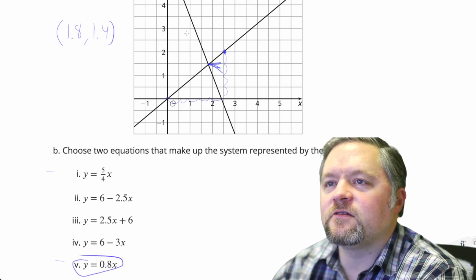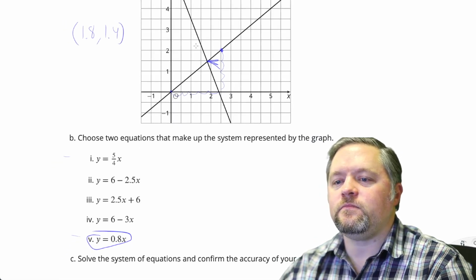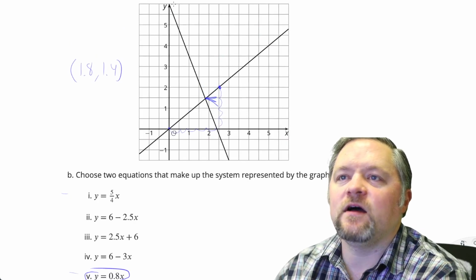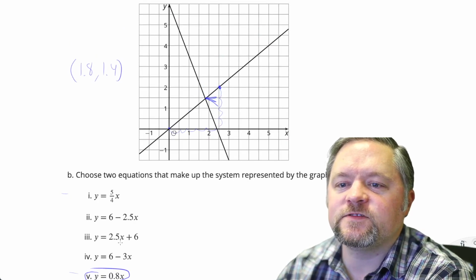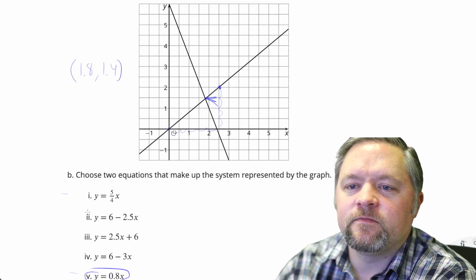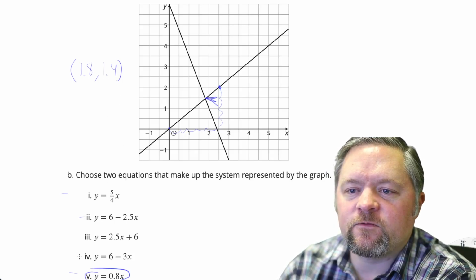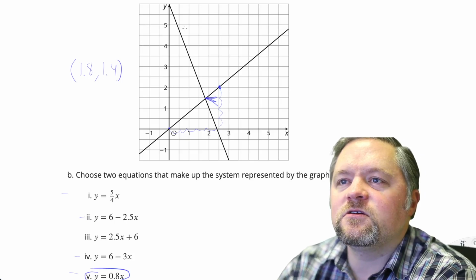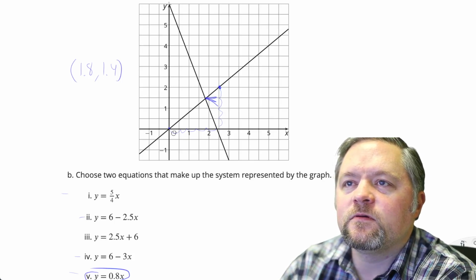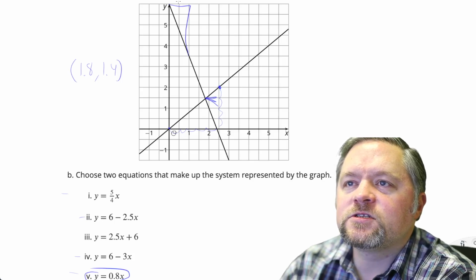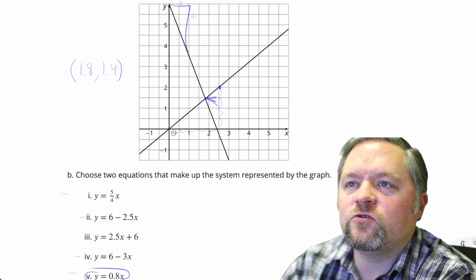Now the other line seems to have a y-intercept of here, so a y-intercept of 6, which means it's either number 2 or number 4. Let's look at our slope. Looks like we go over 2 and down 2.5.